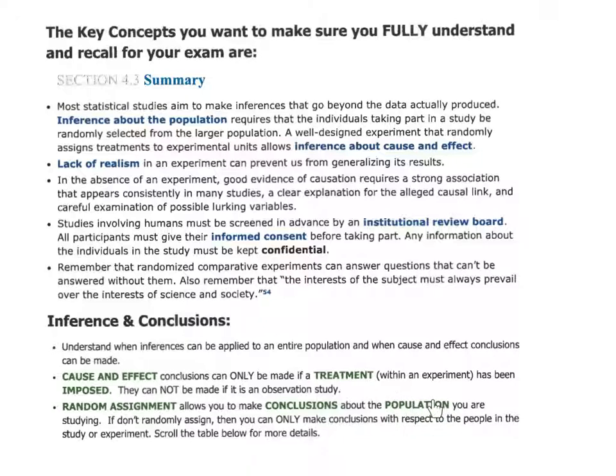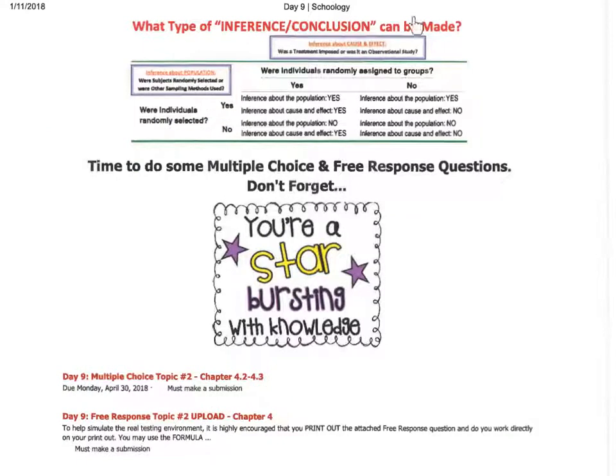When can you make conclusions about the population in general that we're looking at? It means when you've done random assignment is when you can do that. If you'd like a table to help you visualize it a little bit more, about inferences about a population, were the individuals randomly selected? If yes, then you can make inference about the population. If no, then you can't for that first line.